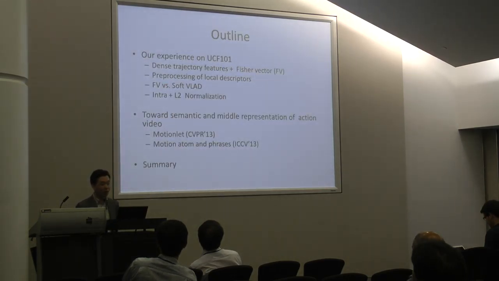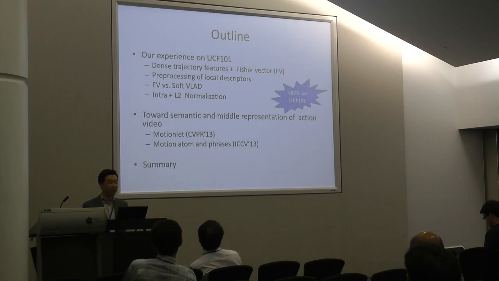So here is the outline of my topic, including two parts. First is our principle, UCF101. Actually, I will talk about several engineering things on how to make a good performance on this dataset. I think with this engineering trick, you can easily get more than 87% recognition accuracy on this dataset. Not so difficult. I think after you hear this talk, you can ask your student, maybe take one day or so, and implement all the research, that's all.